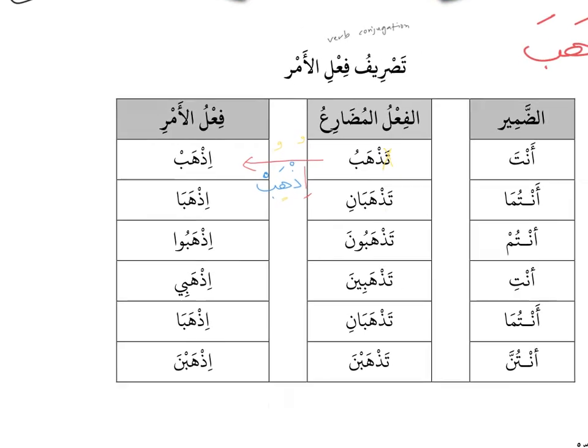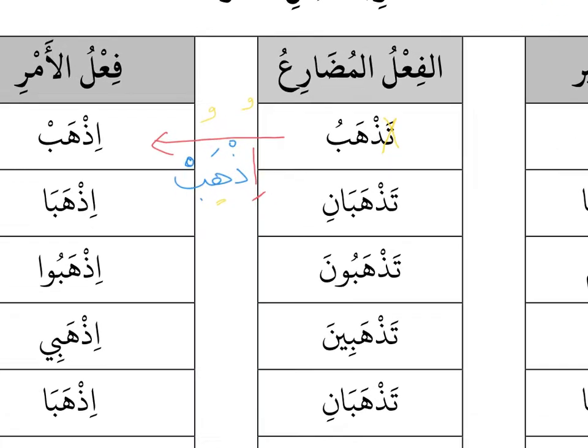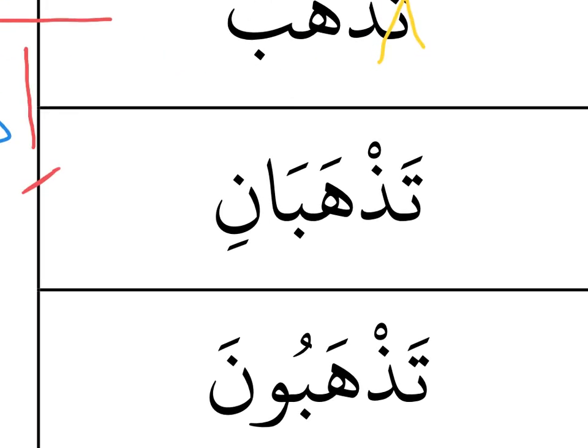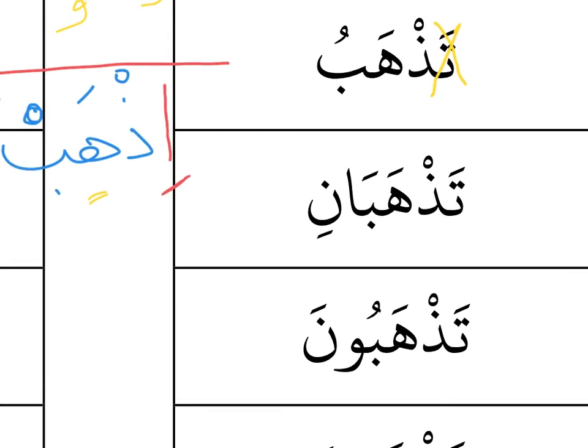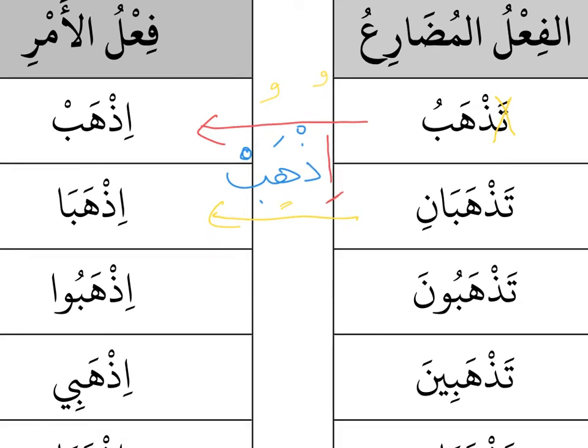Now we go to the ضمير أنتما. For the ضمير أنتما, again we look at the مضارع. What is the مضارع for أنتما? أنتما تذهبان. From the verb تذهبان, we want to get the fi'l amr. Of course here the word is already given to you, it is idhaba, but we want to know the simple process. How do we change from tazhabani to izhaba? We follow the steps that we have mentioned just now.